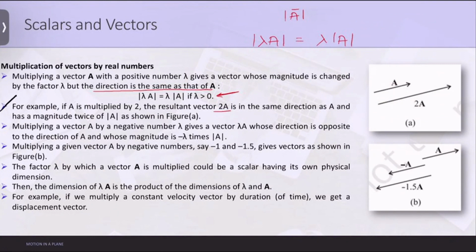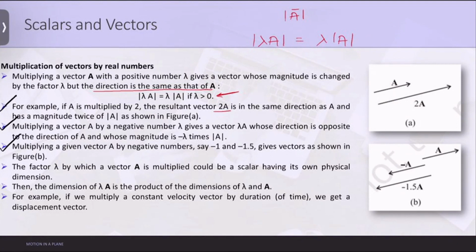Okay, so this thing is explained. Multiplying a vector a by a negative number gives the vector lambda a whose direction is opposite to the direction of a and whose magnitude is minus lambda times mod a. Multiplying a given vector a by negative numbers, let us say -1 and -1.5, gives vectors as shown in figure b. So that was the example being explained here.